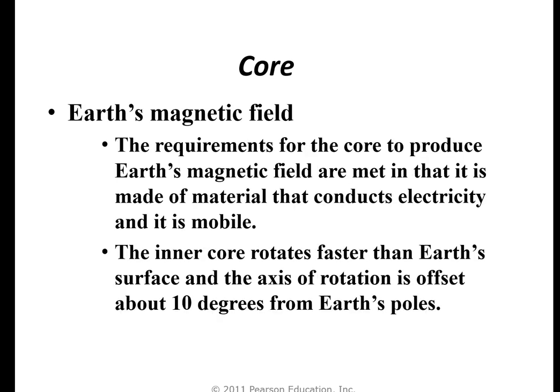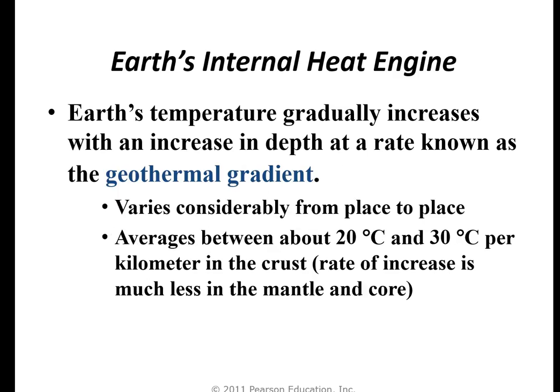The requirements for the core to produce Earth's magnetic field are met in that it is made of material that conducts electricity, and it is mobile. The inner core rotates faster than the Earth's surface, and the axis of rotation is offset about 10 degrees from Earth's poles. So the north magnetic pole is a little bit away from the north pole of the Earth.